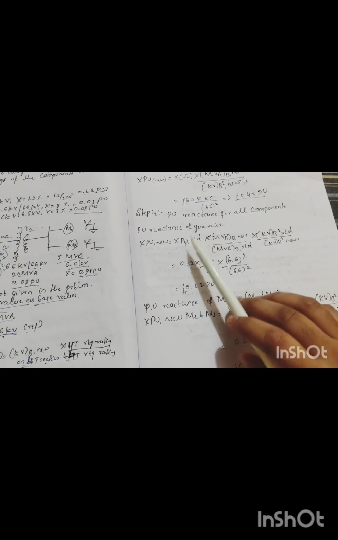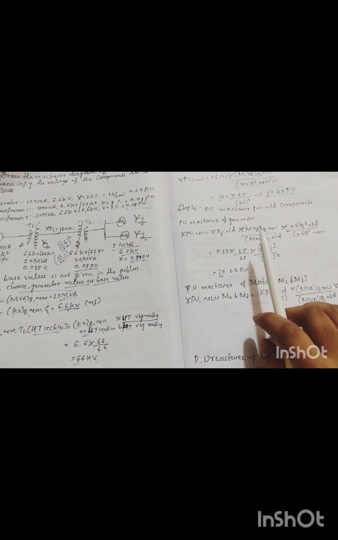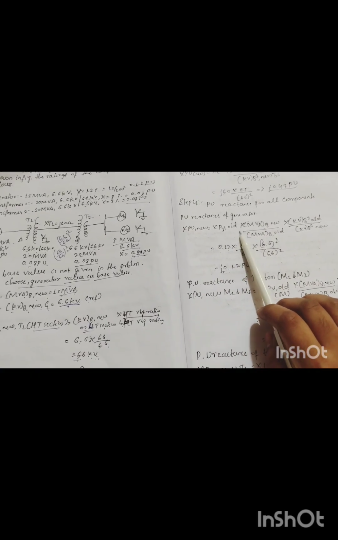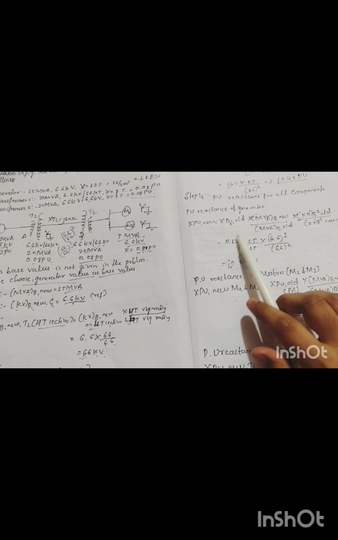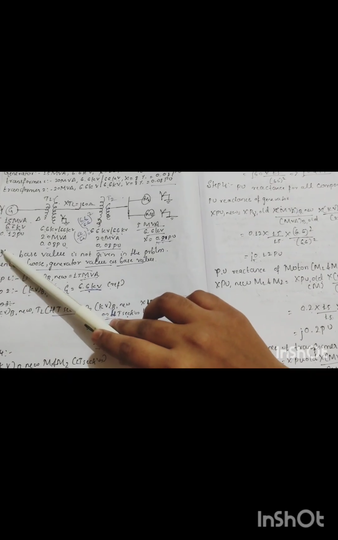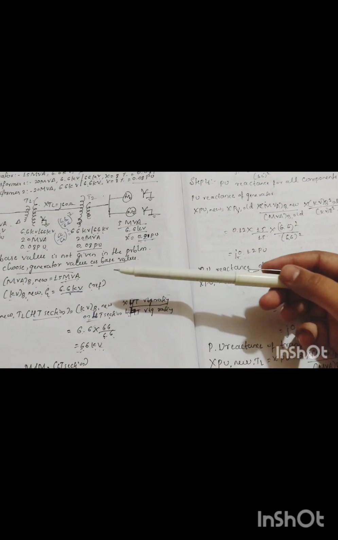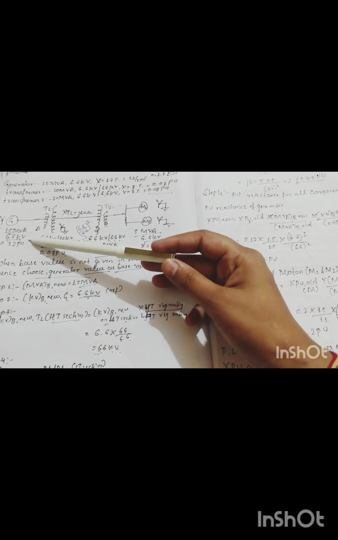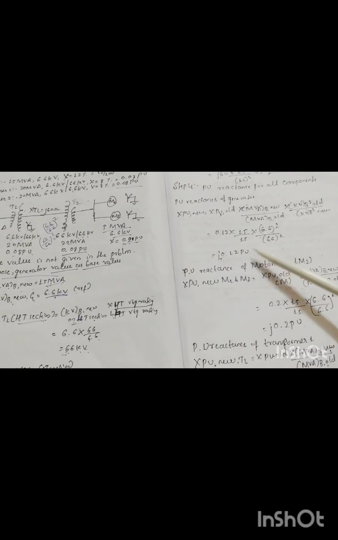Okay. Then in step 4, we need to calculate the per unit reactance for all the components. First, we are calculating the per unit reactance of the generator. We have the formula again: X_pu old into MVA_B new by MVA_B old, into kV_B old square by kV_B new square. X_pu old for the generator is 0.12. MVA new and old are 15 by 15. And kV_B, again it is the same, 6.6 and here also 6.6, that is 6.6 whole square. By calculating this, we get the answer as J 0.12 per unit.